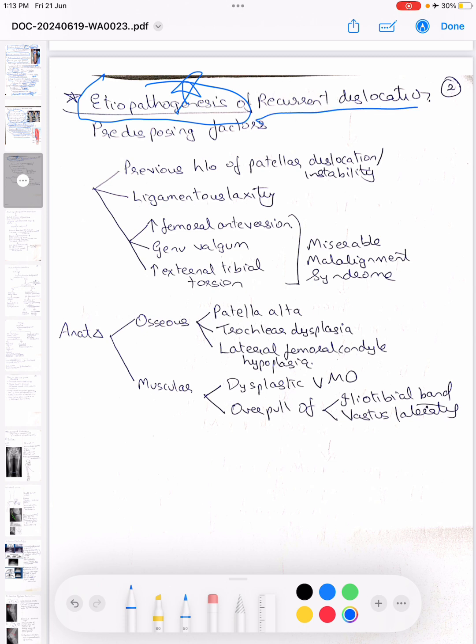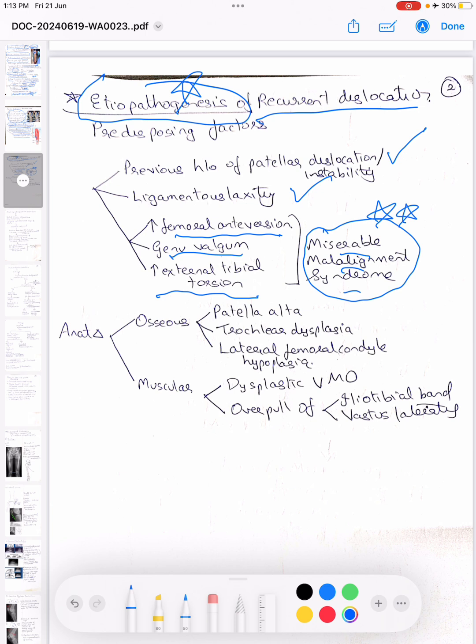Now what we are going to understand is one of the important aspects of etiopathogenesis of recurrent patellar dislocation. What are the predisposing factors? The most important, everyone knows, is a multiple history or previous history of patellar dislocation, or some ligamentous laxity. Now this is a syndrome which predisposes to patellar dislocation very often, that is miserable malalignment syndrome, when there is excessive external tibial torsion, excessive femoral anteversion and genu valgum.